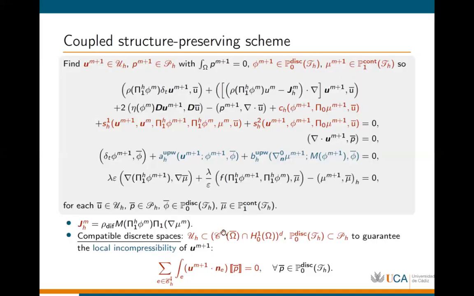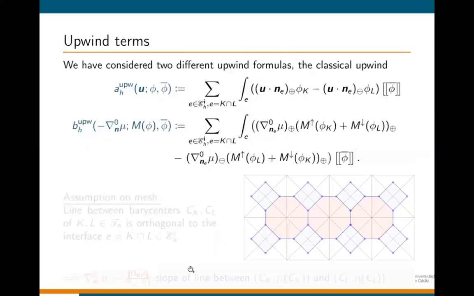And second restriction, these discrete spaces have to satisfy this constraint here. So the velocity has to be continuous and zero on the boundary to satisfy the boundary condition. And the pressure space has to contain the piecewise constant function. These two properties are basically to keep the local incompressibility of the velocity. So we cannot guarantee that the velocity is going to be incompressible, but we just need this local incompressibility to preserve the pointwise bounds. So these are the two upwind formulas that we are going to use.